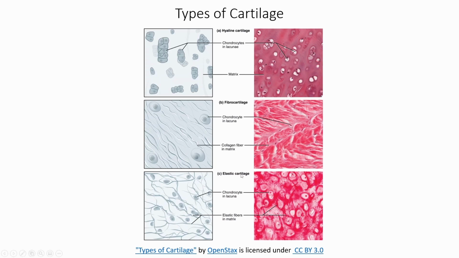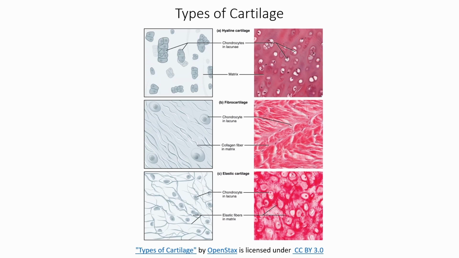Elastic cartilage is the most flexible of the cartilage, but it also means it's not going to be as supportive, so it's not going to be able to support your body weight the way the fibrocartilage between your vertebrae does. So we would find elastic cartilage in your ears.